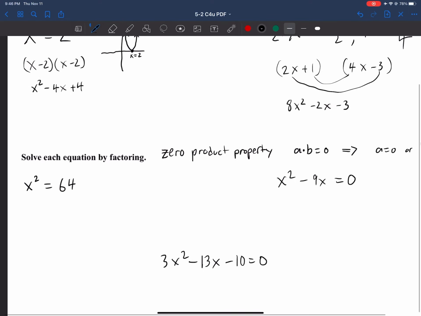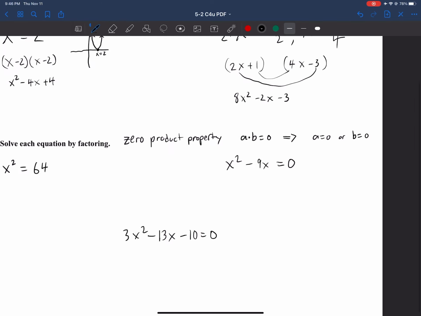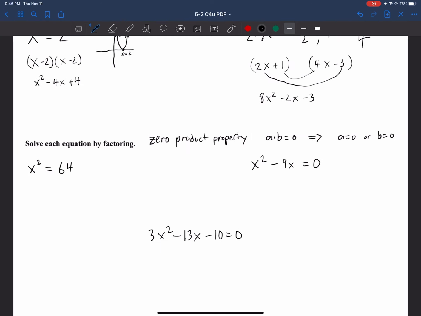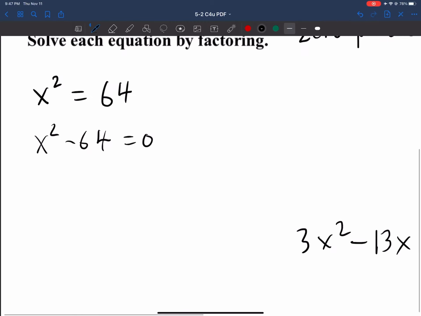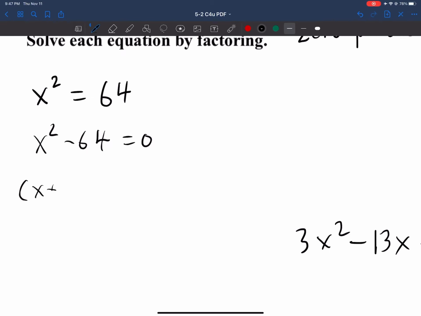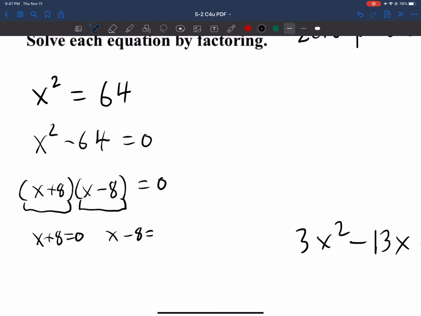All right, solve each equation by factoring. The whole point of factoring is setting it equal to 0. That way we can utilize the zero product property. Or in other words, if x squared equals 64, subtract 64 from both sides so that we're set equal to 0. And now we can utilize the zero product property when we factor this and get x plus 8, x minus 8, the difference of two squares. And when I have two things equal to 0 multiplied, then x plus 8 equals 0, or x minus 8 equals 0. Therefore, x equals negative 8, and x equals positive 8.